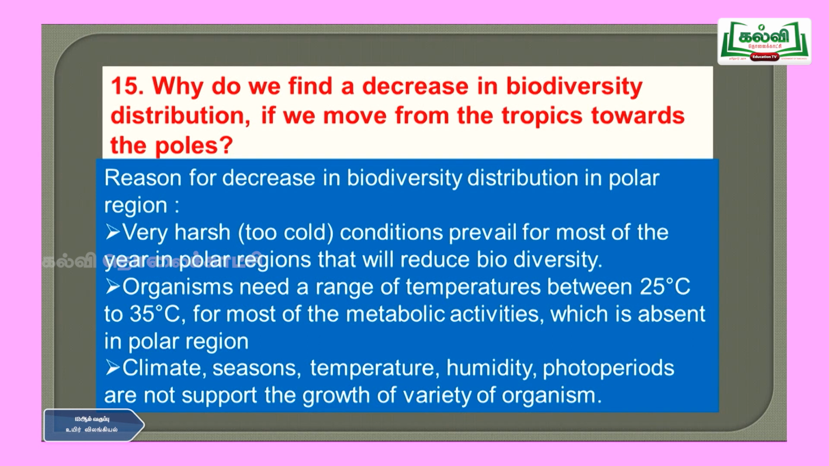Then question number 15, why do we find a decrease in biodiversity distribution if we move from the tropics towards the poles? The reason for the decrease in biodiversity distribution in polar regions is that they are very harsh, with too cold conditions prevailing in those areas, and that is the reason the biodiversity is reduced here. Organisms need a range of temperatures between 25 degrees centigrade to 35 degrees centigrade for most of the metabolic activities, which is absent in the polar regions.